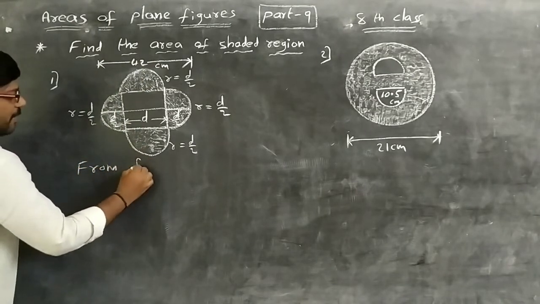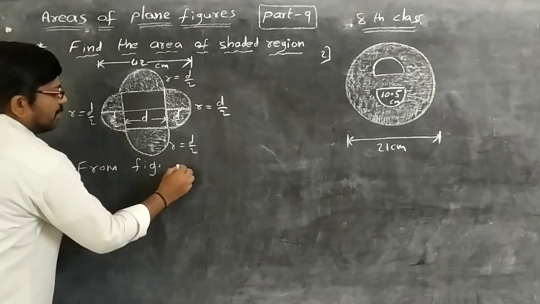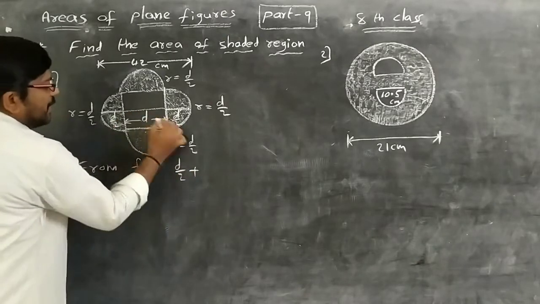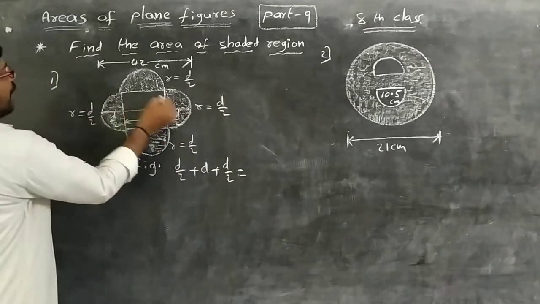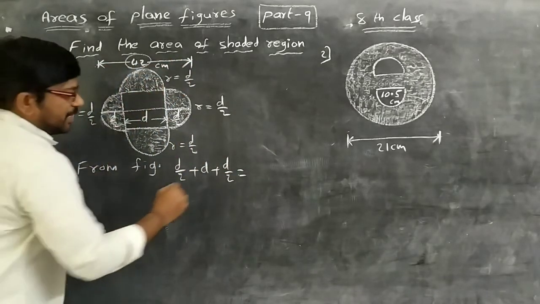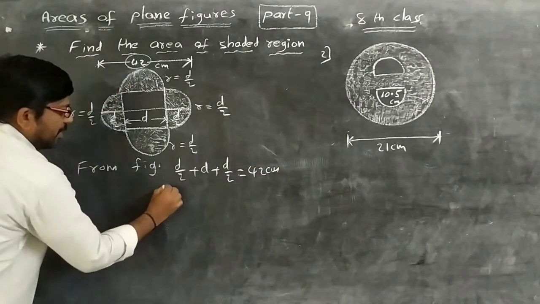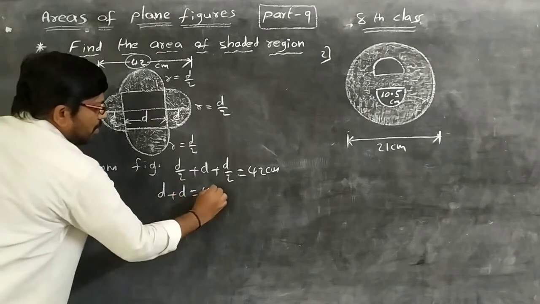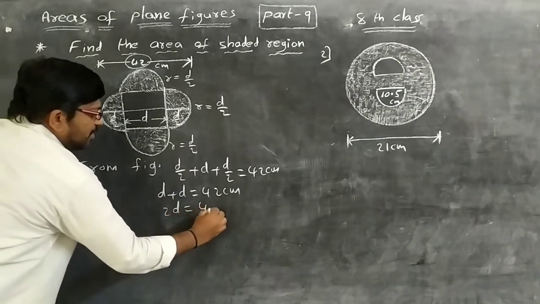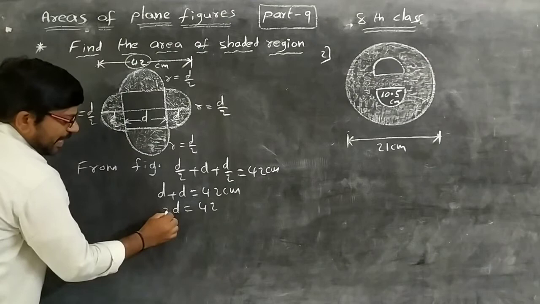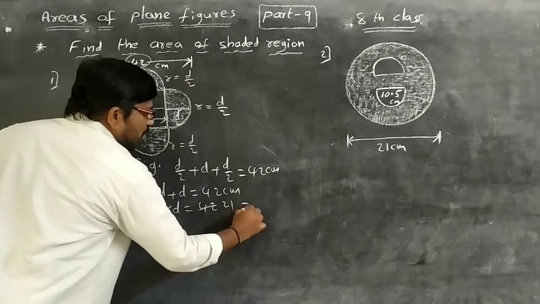From the figure, d by 2 plus d by 2 is the total length, 42 centimeters. So d plus d is equal to 42 centimeters. Then 2d is equal to 42 centimeters. The 2 gets cancelled, 2 ones are 2, 2 twenty-ones are 42. So d is equal to 21.